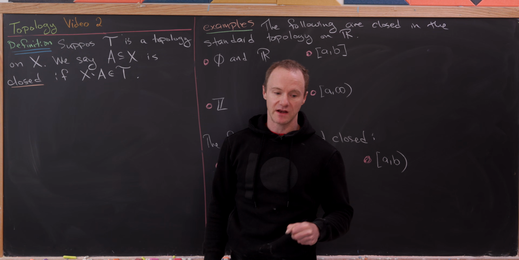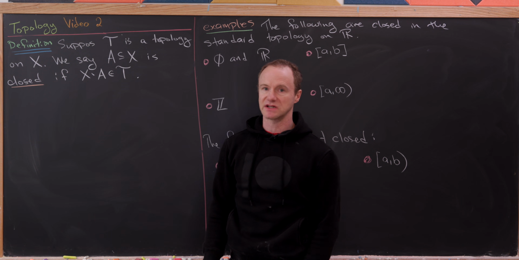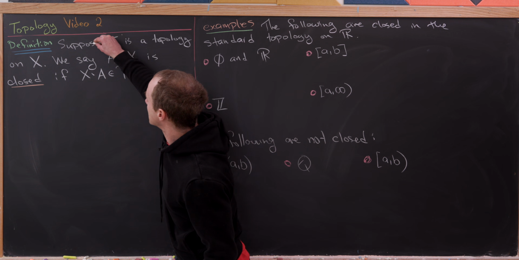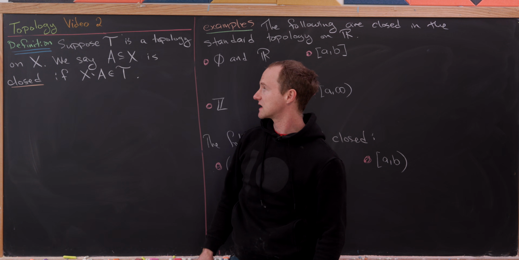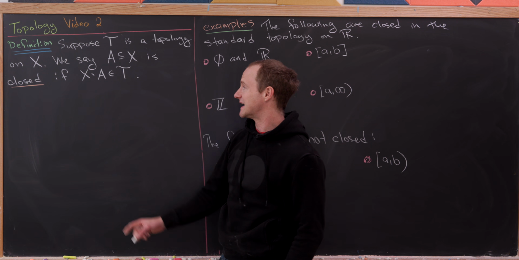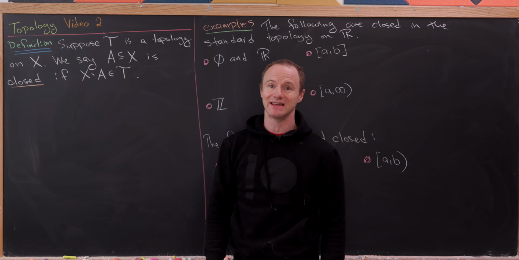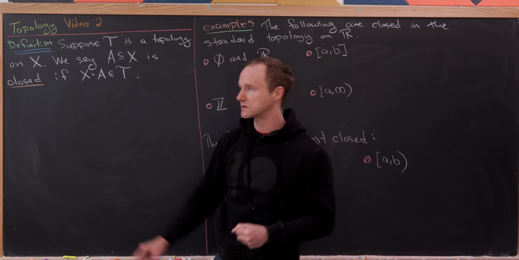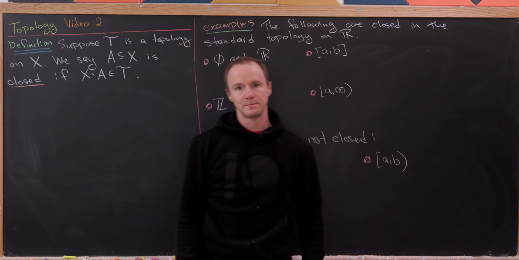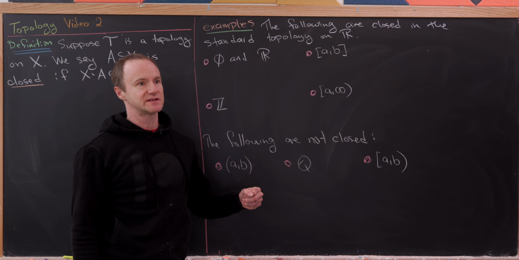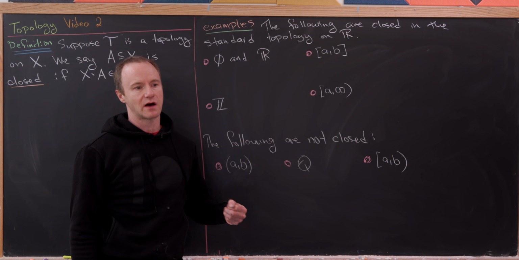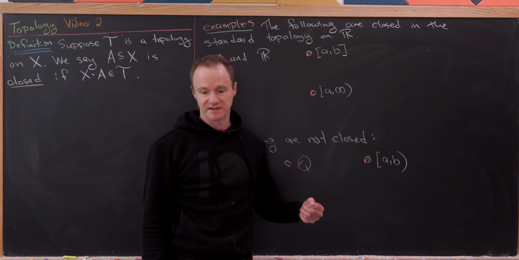So how do we define the notion of a closed set in an arbitrary topological space? Well, here it is. If we've got a topology T on any non-empty set X, we say that a subset A of X is closed exactly when its complement in X is open. In other words, X set minus A is in T. Okay, so complements of open sets are closed sets. And likewise, it's easy to show that complements of closed sets are open sets.